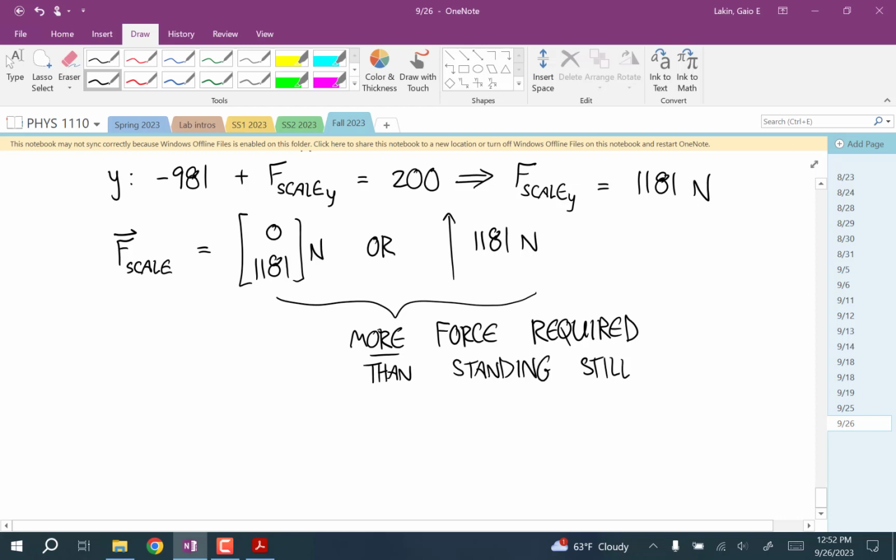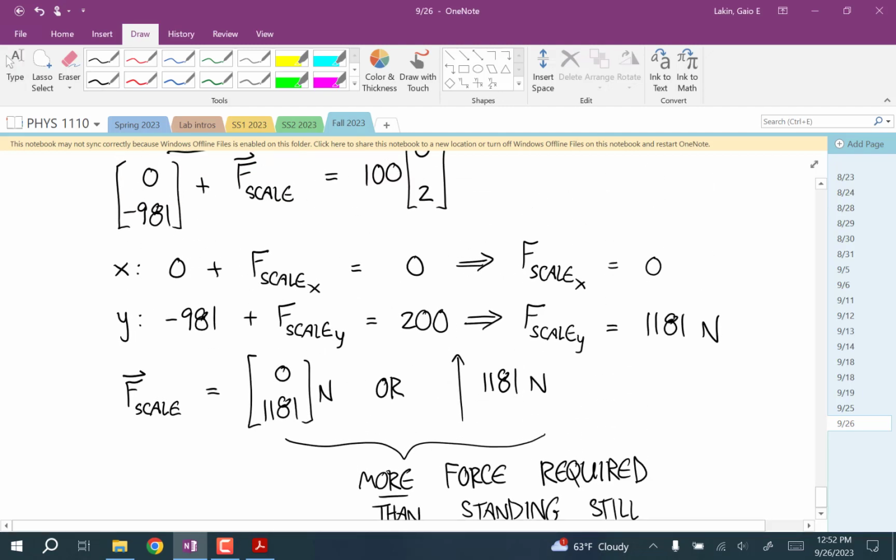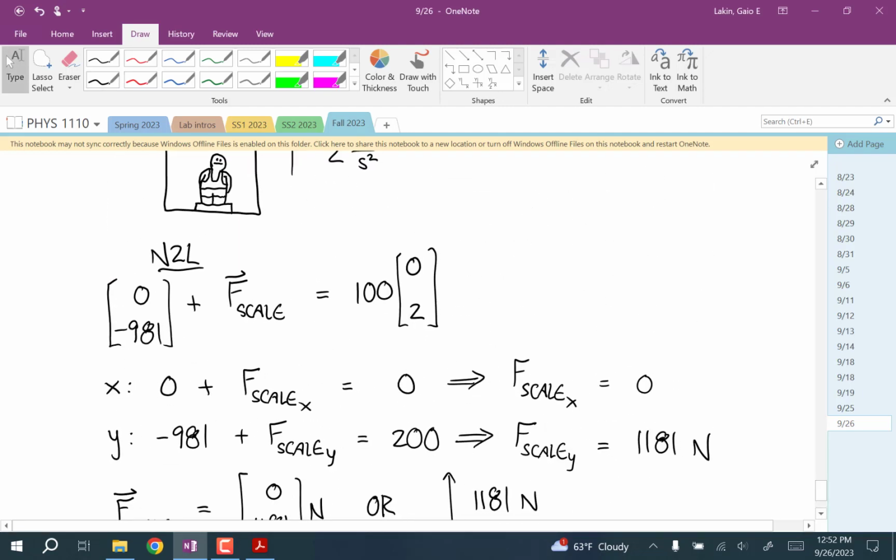Anyone want to guess what the scale would say if the elevator was accelerating down? It would be less. And so how would that work? Well, if you go back to this equation, the only thing that would change is this would be, say, 0, negative 2. And so when you added the 981 to both sides, you'd be taking away from that, and you'd get, I guess, 781 in that case.